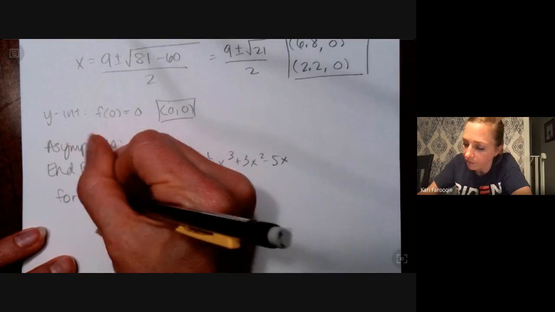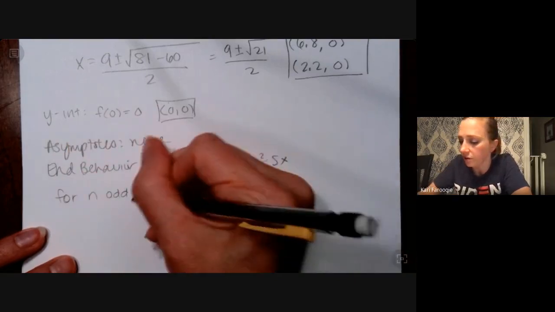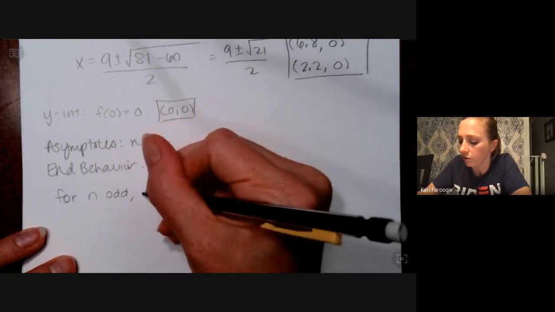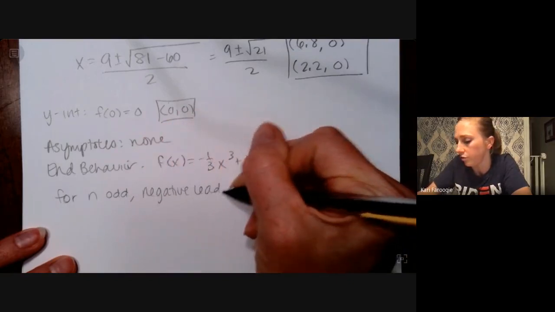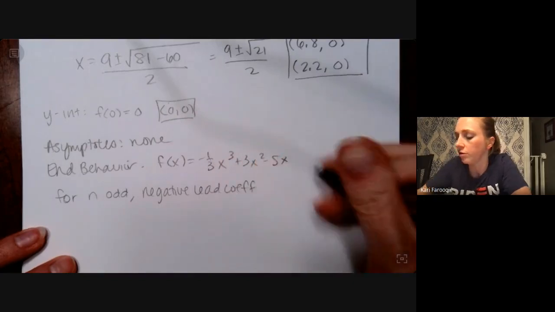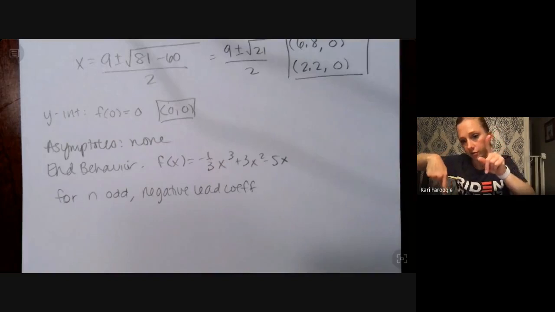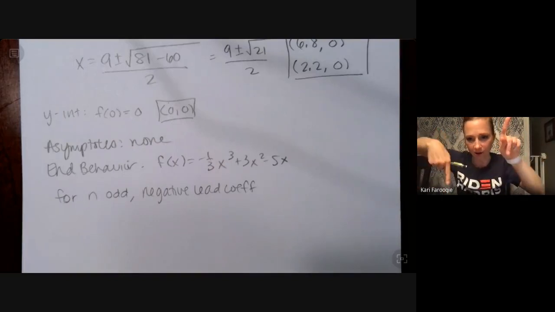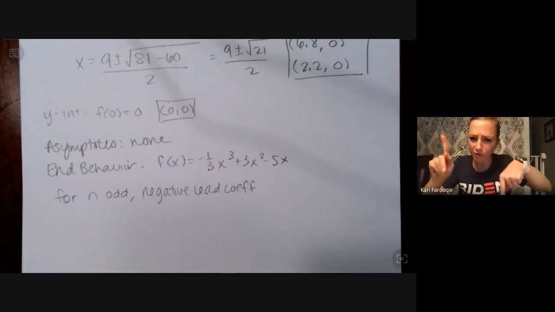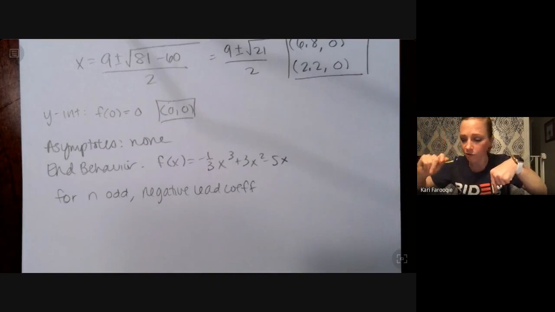For n odd, and n is, of course, the degree of your polynomial, and you have a negative lead coefficient, you're going to have the end behavior doing opposite things anytime n is odd. So if the degree of your polynomial is odd, you're either going to have this happen or this happen. So you can't see this if I turn off my video. And you need to figure out which one's which.